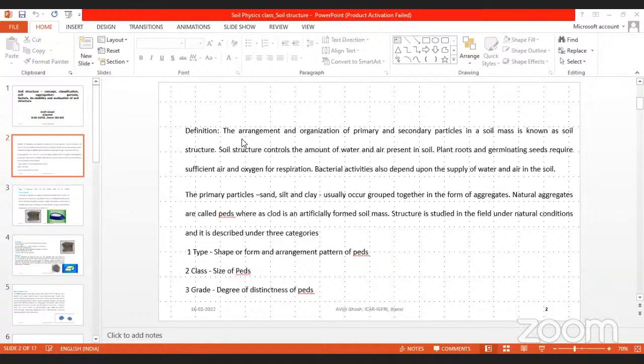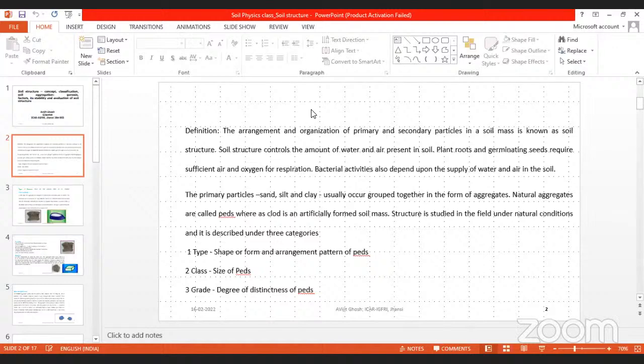So what is ped? You can write down. Ped is an individual natural soil aggregate. They are naturally formed individual soil aggregates. What is clod? Clod is an artificially formed soil mass broken into any shape by plowing or tillage operation. They are artificial. For example, when you till a moist soil, different masses of soil are formed. They are called clod.